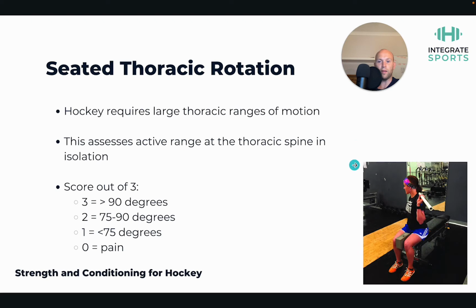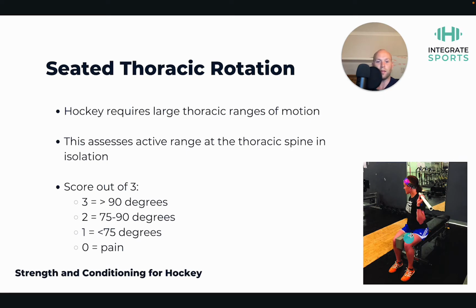And then finally, in terms of mobility assessments, we have the seated thoracic rotation. Hockey obviously requires large thoracic ranges of motion in the transverse plane, so rotationally. Whenever we're passing or shooting, we're always going through rotation to be able to create those sorts of shapes. And this is a useful indicator of active range at the thoracic spine in isolation.